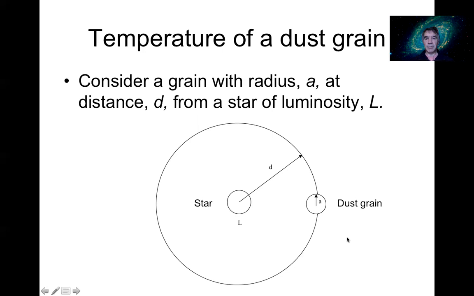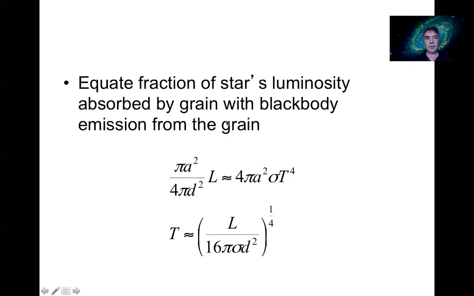So if we look at the geometry of this, we can easily write down a simple equation. Well, maybe it doesn't look that simple, but I'll take you through it. We want to work out the fraction of the star's luminosity that is absorbed by the grain, and equate that with the luminosity of the grain itself as it emits. So this is our thermal equilibrium equation, with absorption on the left and emission on the right.